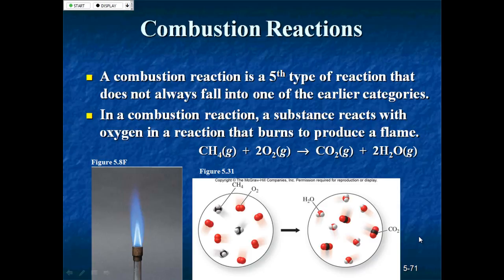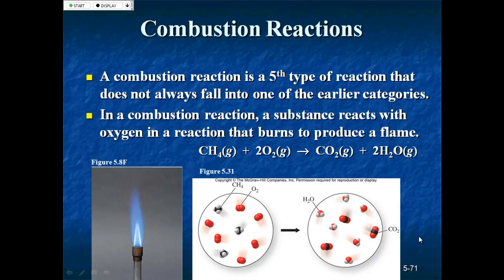So not every reaction involving oxygen is a combustion reaction. The conditions are that, first of all, oxygen should be there. That is one requirement. The second requirement is that it's a burn reaction, or in other words, it would always produce some kind of a flame. Then only it can be a combustion reaction.